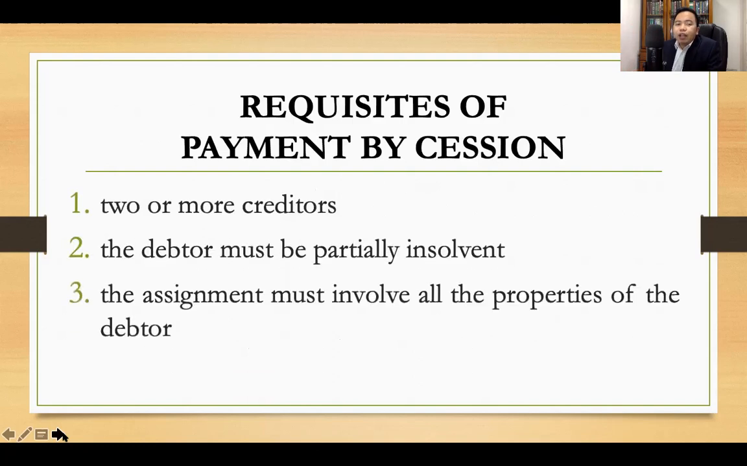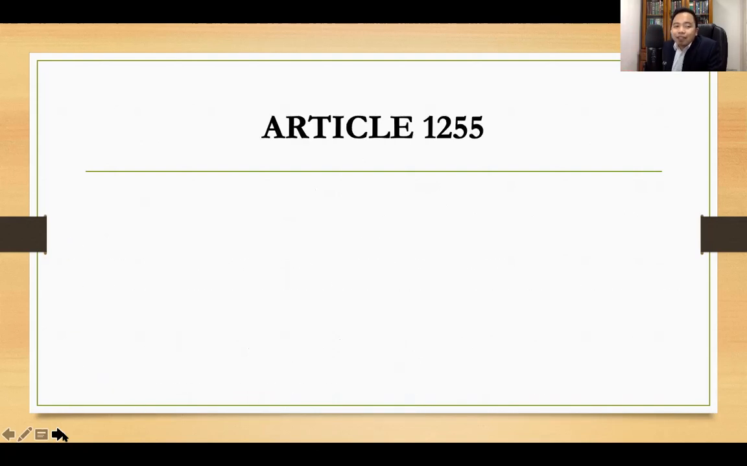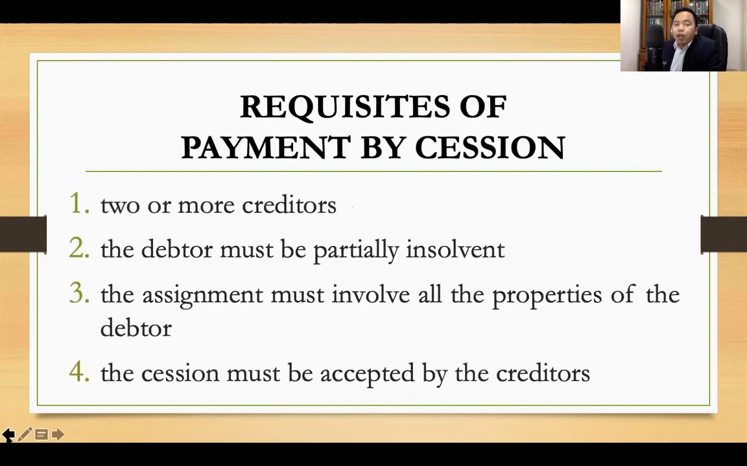Let us go to the requisites of payment by cession. Memorize these requisites. One, there must be two or more creditors. Number two, the debtor must be partially insolvent. Number three, the assignment must involve all properties of the debtor. And number four, the cession must be accepted by the creditors.